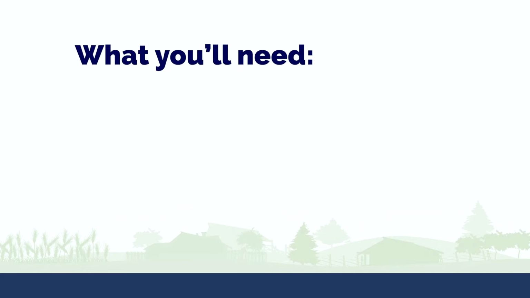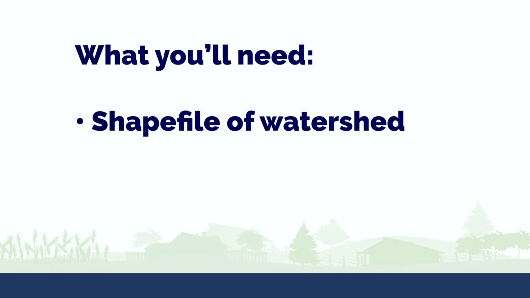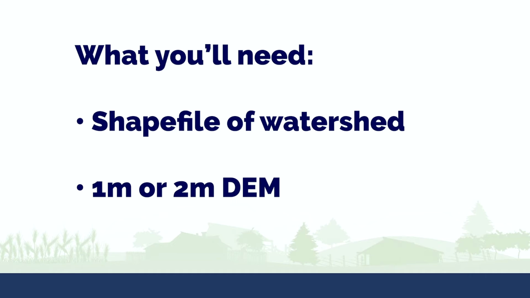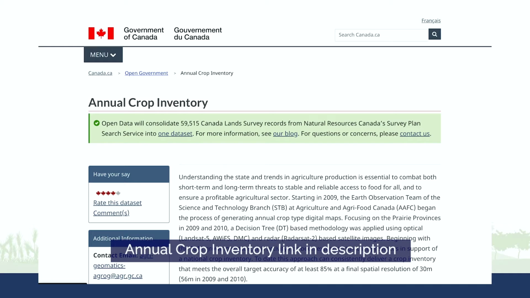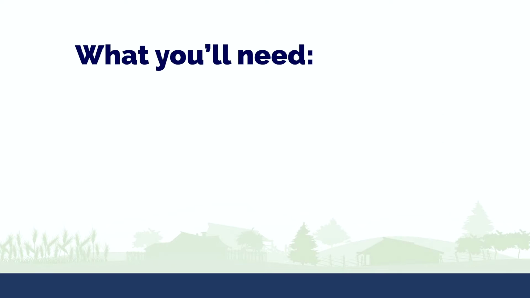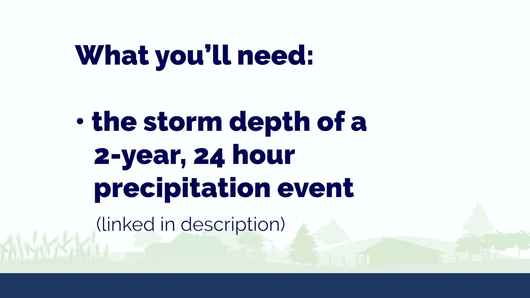To use PhosFinder, you'll need a shapefile of your watershed of interest, a 1 meter or 2 meter digital elevation model of your watershed in Manitoba. These digital elevation models are derived from LiDAR, and are available from the Manitoba Land Inventory or from Strategic Systems Engineering. The PhosFinder script uses the annual crop inventory for Manitoba. If you're outside of Manitoba, you can use other provinces' crop inventories, which can be found here. You'll also need the storm depth of a 2-year 24-hour precipitation event.